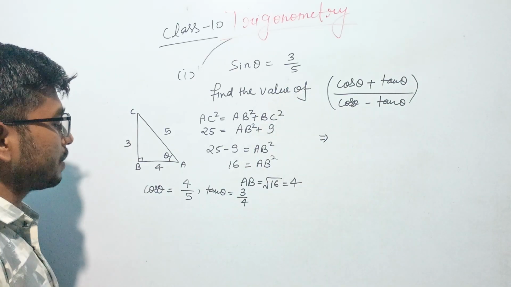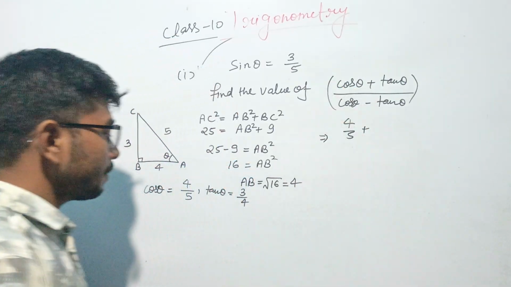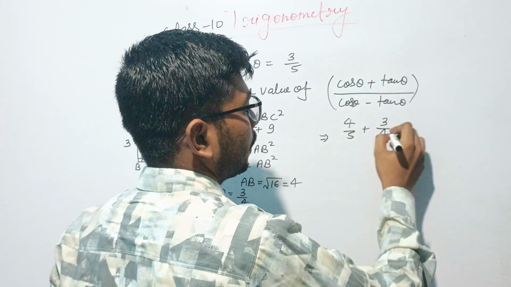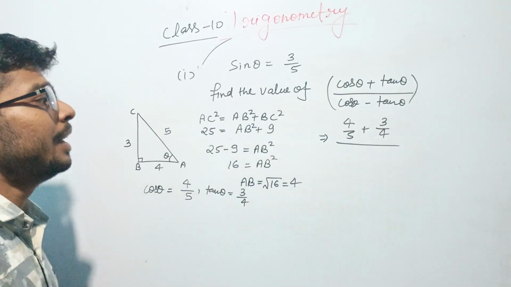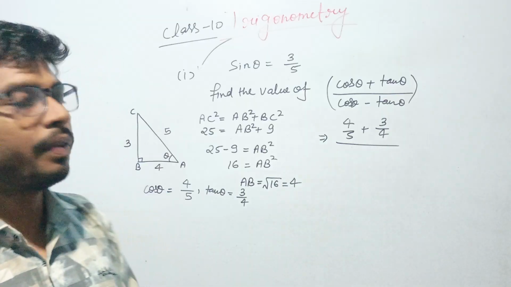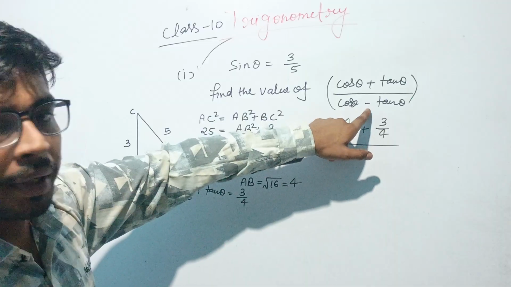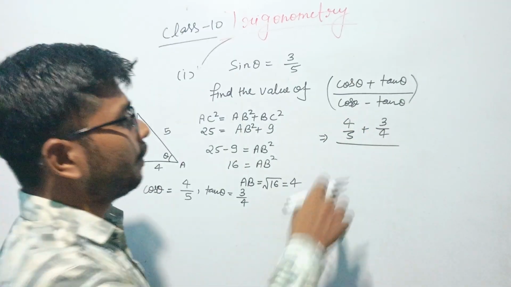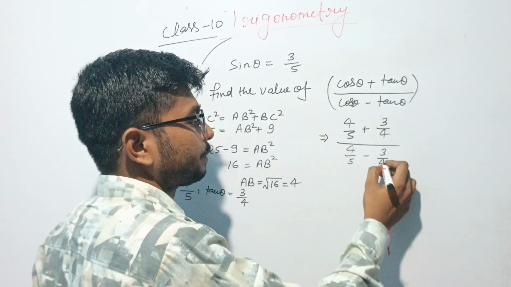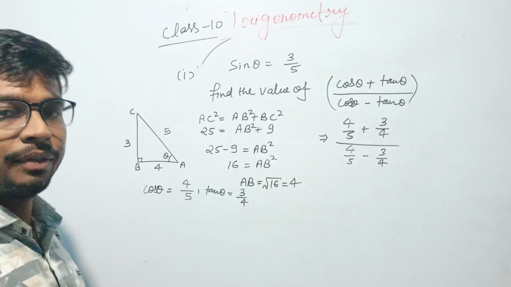So cos theta, what is cos theta? 4 by 5, just put here 4 by 5 plus tan theta. Tan theta is 3 by 4, so I will put here 3 by 4. See if you can see clearly, both values are the same, cos theta, tan theta, cos theta, tan theta. There is only a difference of sign. Upper side is plus and in the denominator there is minus. So we will write the same values 4 by 5 and minus 3 by 4. After that we will solve this fraction and we will get the answer.